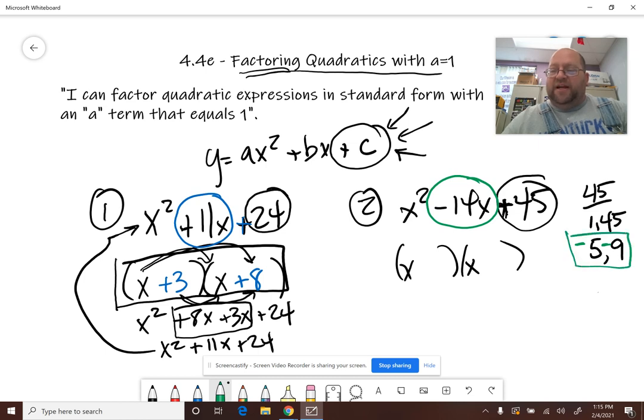So ladies and gentlemen, right here would be my factors that would go in there. I wanted to show you that one because these can be negative as well. They don't necessarily have to be positive.